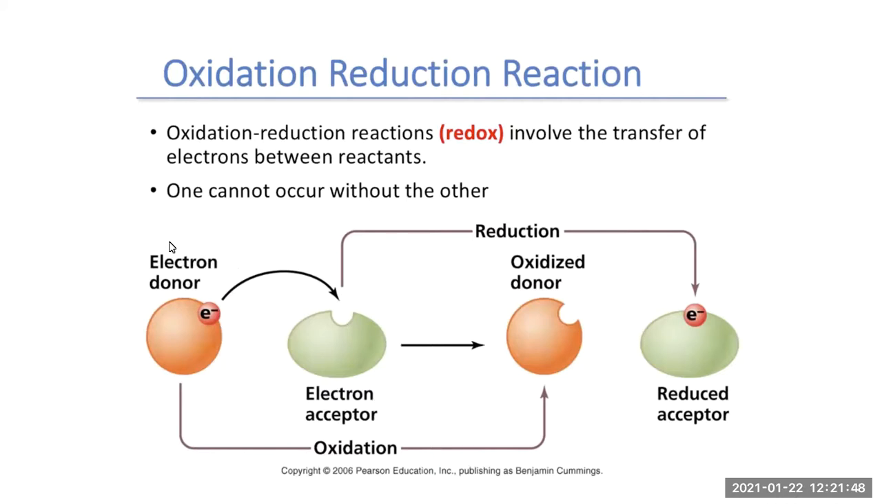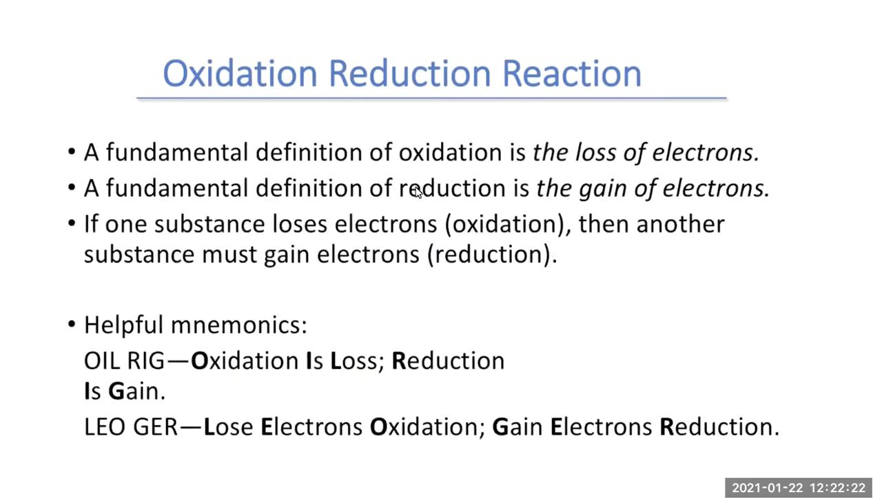So what's going to happen is one atom is going to donate an electron to another atom. The atom that does the donation will go through an oxidation step. The atom that accepts the electron goes through a reduction. And so in order to remember this a little bit easier, the fundamental definition of an oxidation is the loss of electrons. The fundamental definition of a reduction is the gain of electrons.